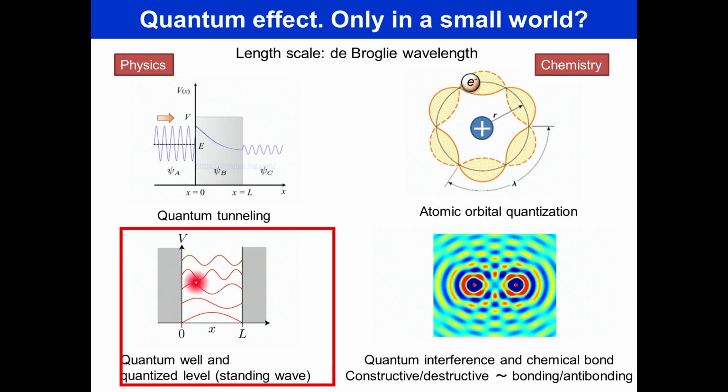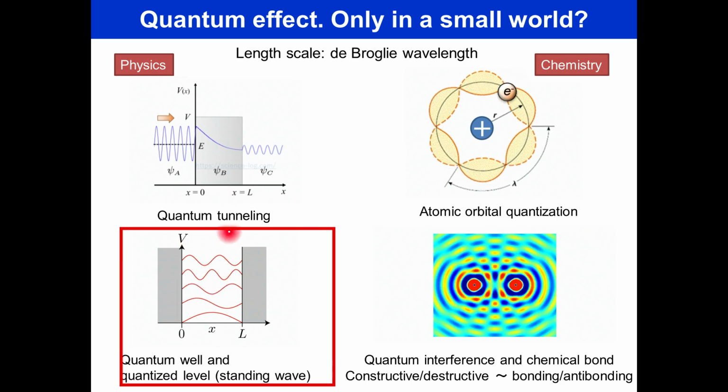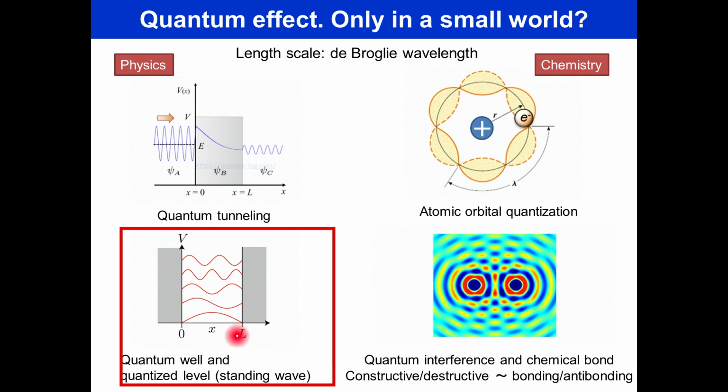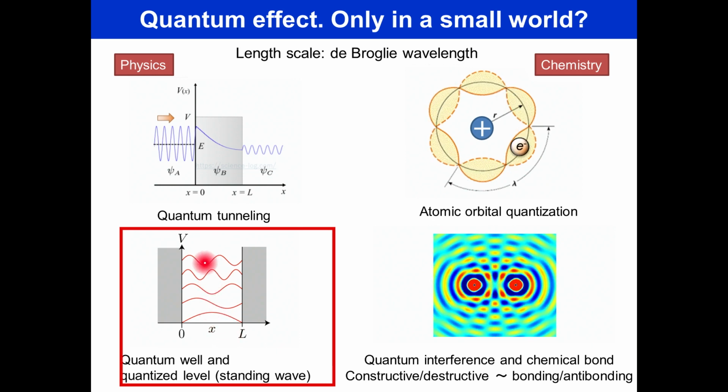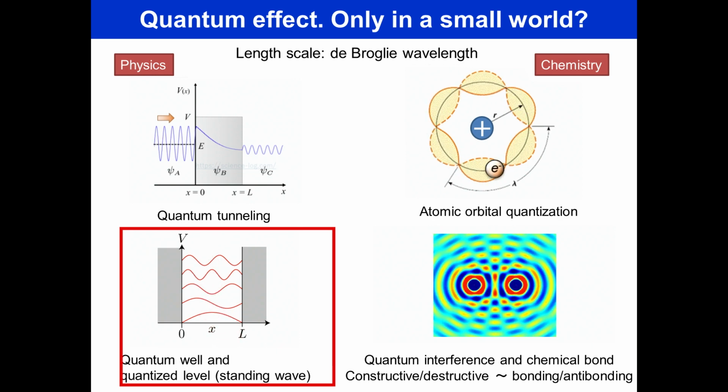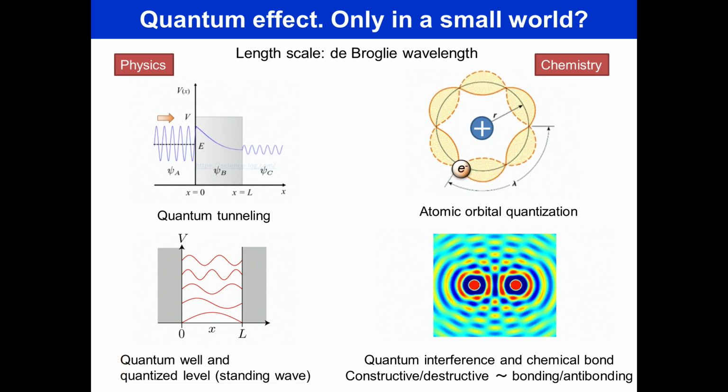Or, when electrons are confined in a very small space, the wave nature of the electrons appears. And it is possible to obtain only a state with an integer number of waves. This is an example from physics.